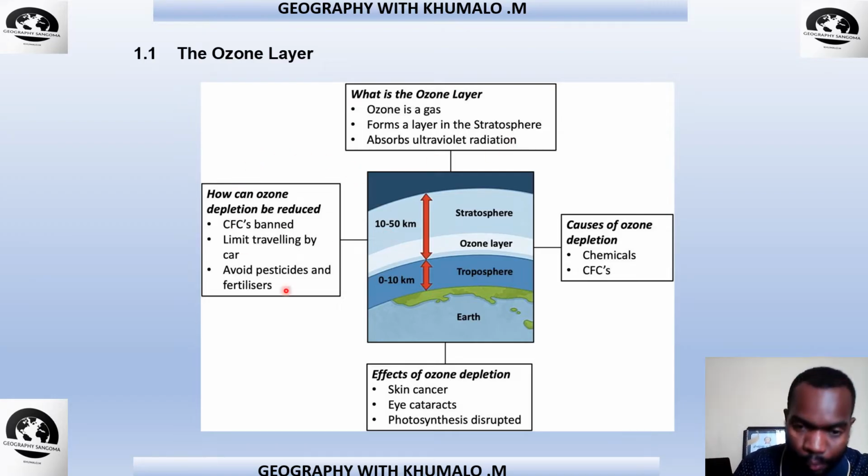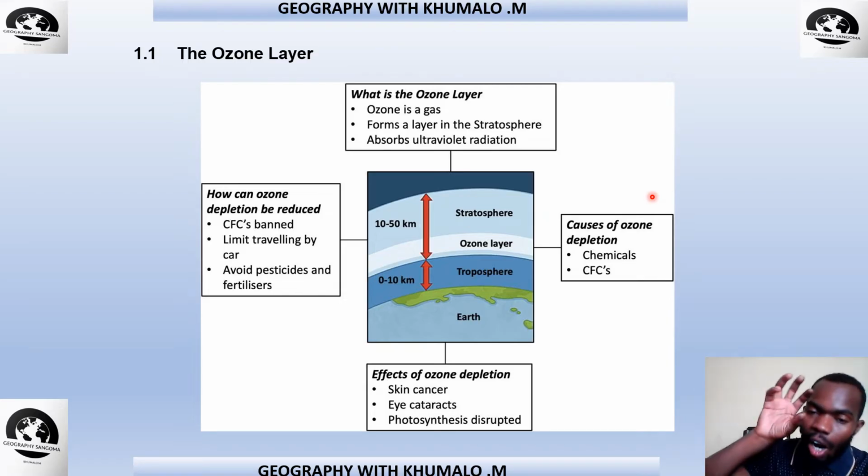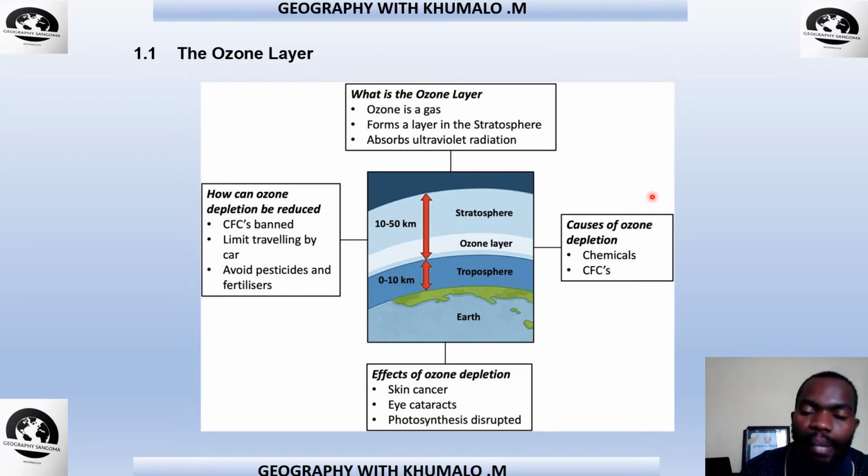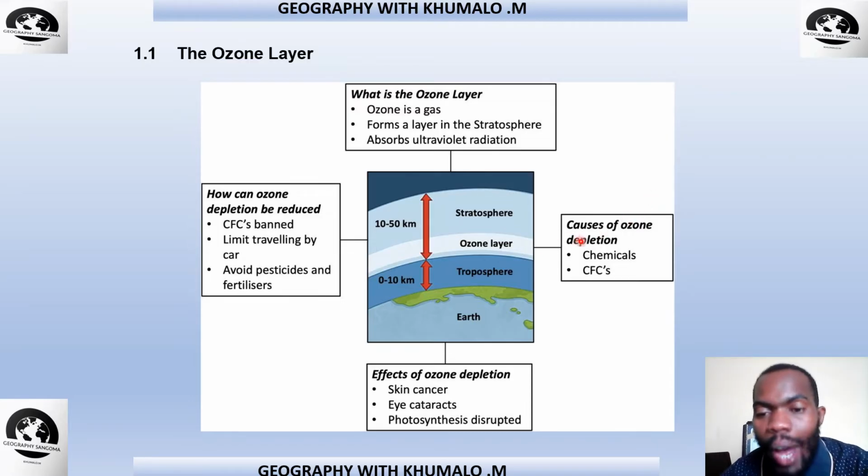Now we come to how ozone depletion can be reduced. We must know the causes and effects of ozone depletion, but we have to start with ozone depletion itself. When there is a hole in the ozone layer, or when it's destroyed, we call it ozone depletion. So what causes ozone depletion? We talk of chemicals and the CFCs. Remember the CFCs, the chlorofluorocarbons. Those are the gases that cause ozone depletion.